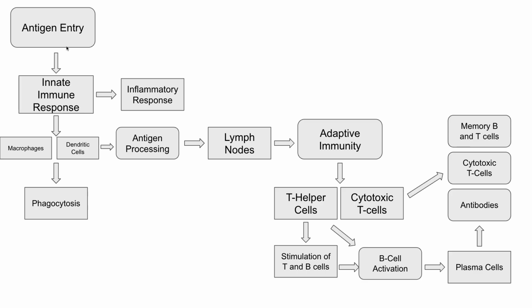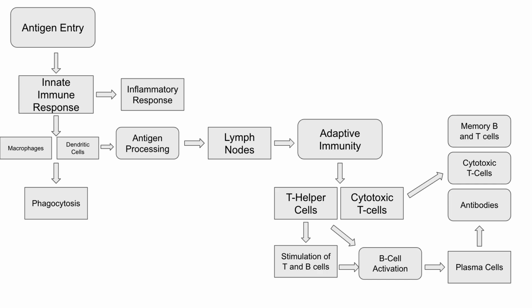Looking at a flow outline of a normal immune response. To start, we'll start with the antigen entry. This is where the pathogen is going to breach our physical barriers like our skin and our mucous membranes, and this innate immune response is activated.